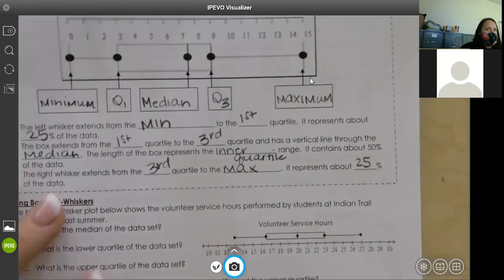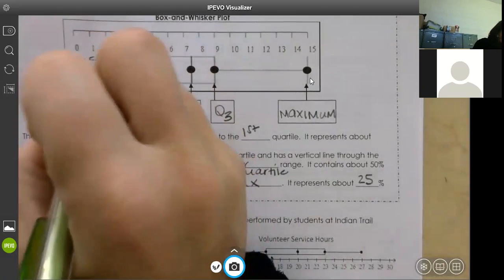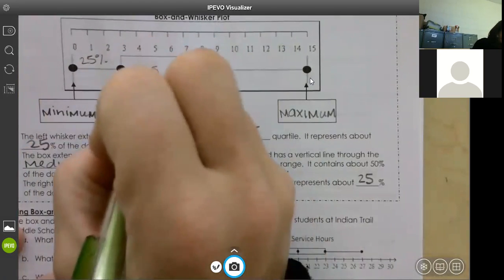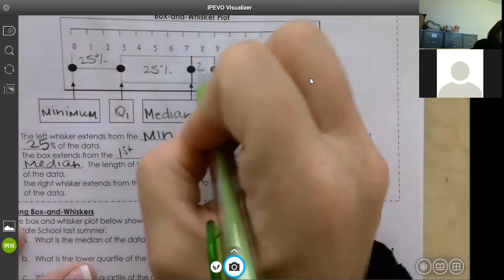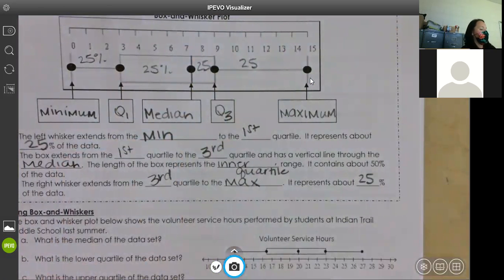So if we look at this one more time, this part holds 25% of data. This part of the box holds 25%, this part of the box, and then this whisker holds 25% of the data. The box holds a full 50%.